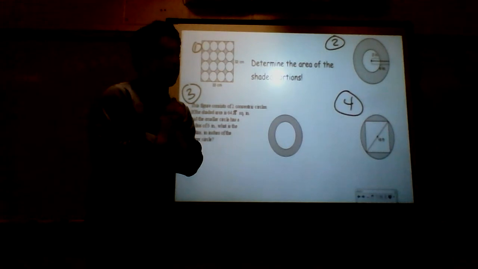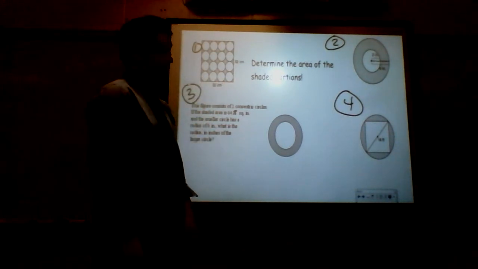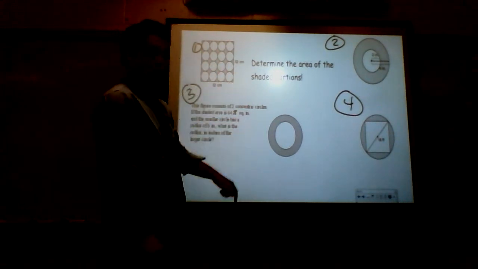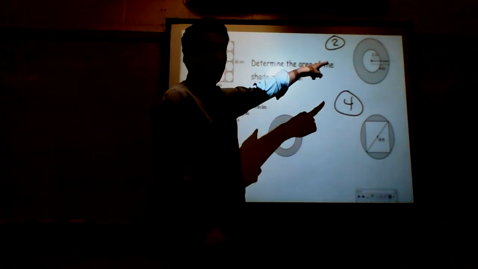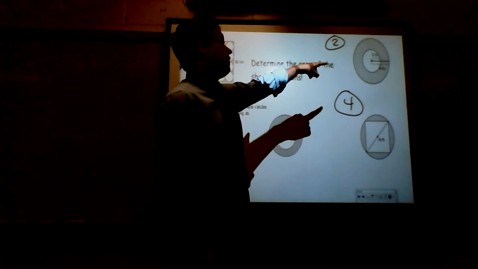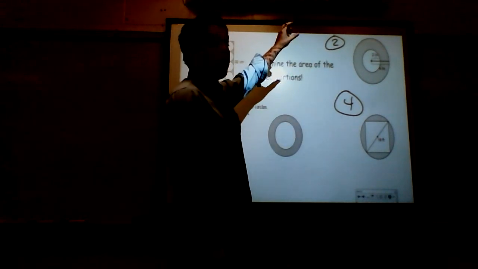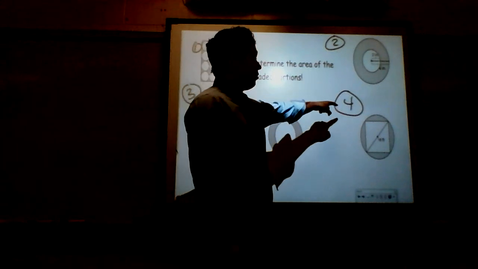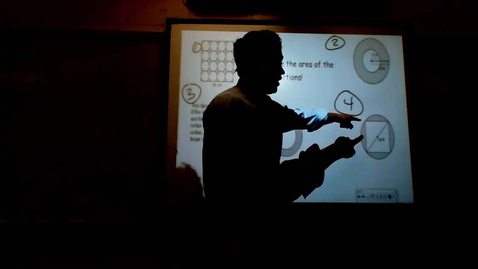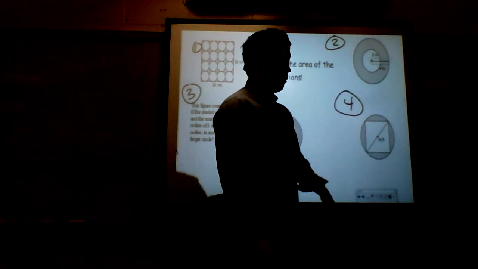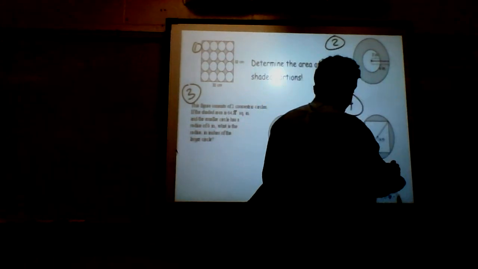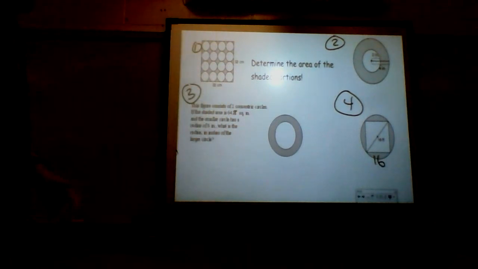Couple hints. In problem 1, see how many circles there are. In problem 2, should be a pretty easy one. Find the area of the large circle, take away the area of the small circle. In problem 4, find the area of the large circle, take away the area of the square. Each side of the square measures 16. In problem 3, you're just going to need to work it out. Pause the tape, work them out now.